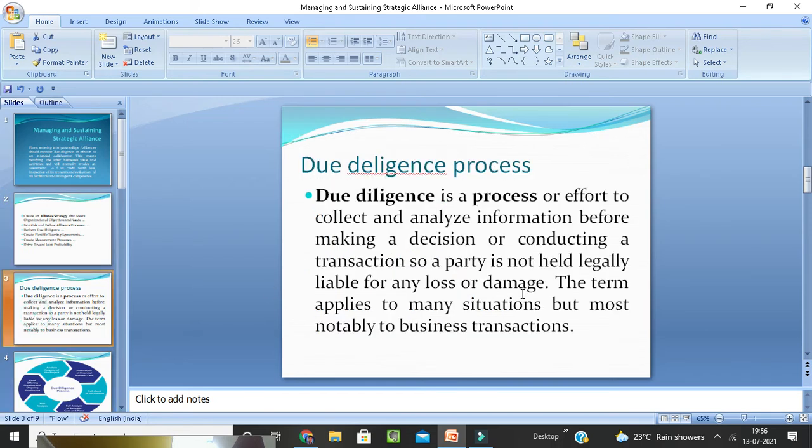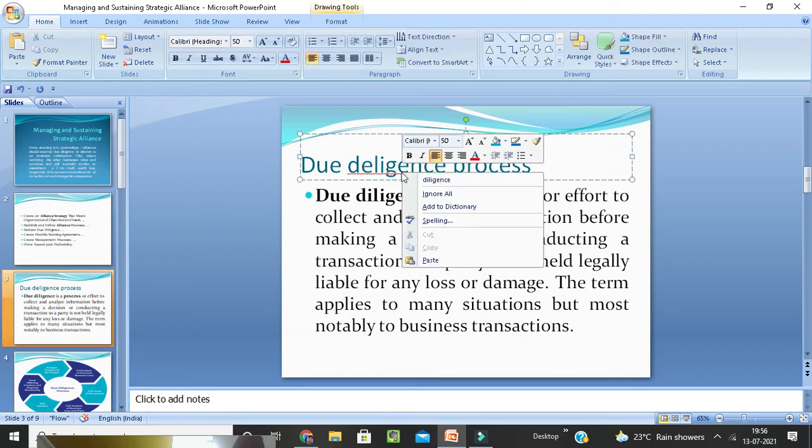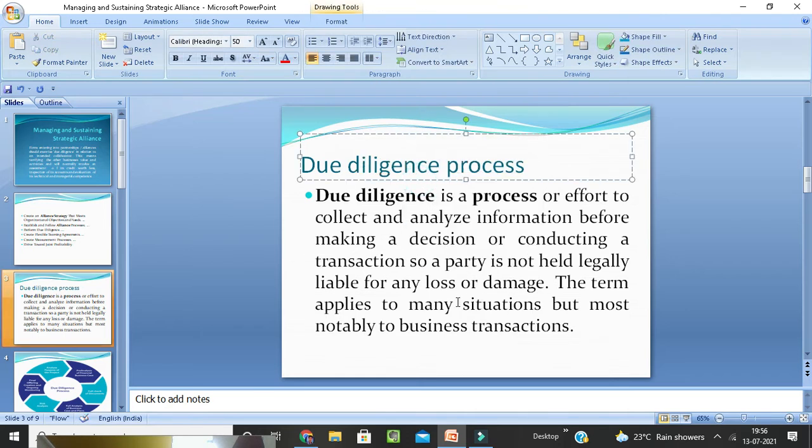Now, what is due diligence? Already we discussed, but once again I want to rewind it. It is a process or effort to collect and analyze information before making a decision or conducting a transaction, so a party is not held legally liable for any loss or damage. The term applies to many situations, but most notably to business transactions.